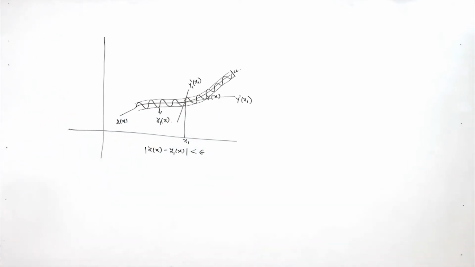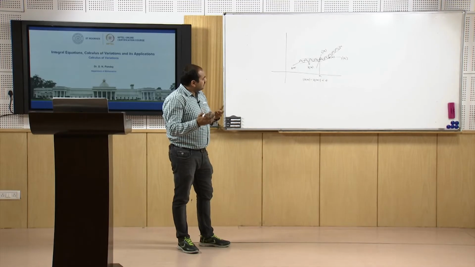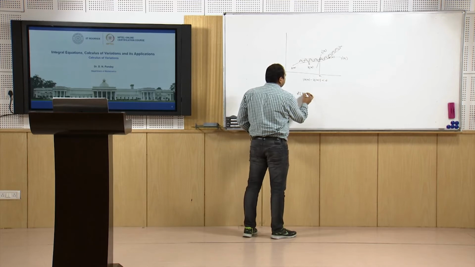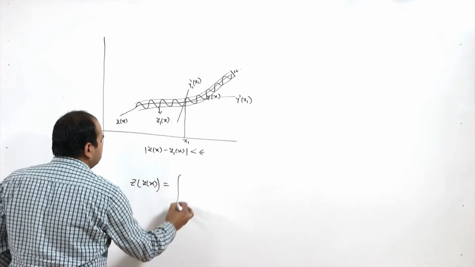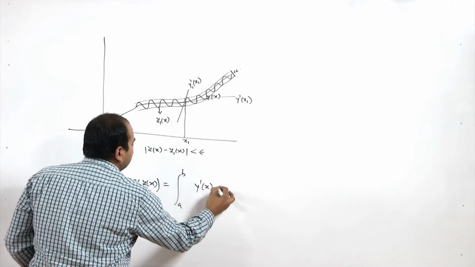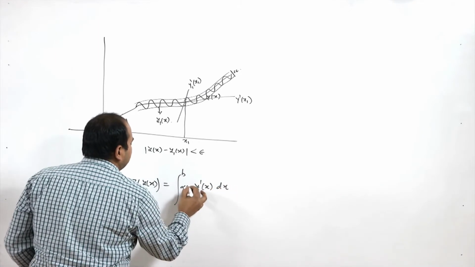It may happen that we consider a functional which involves y dash. So if we consider z(y(x)) equal to the integral from a to b of simple y dash(x) dx, you can take any function alpha(x) y dash.